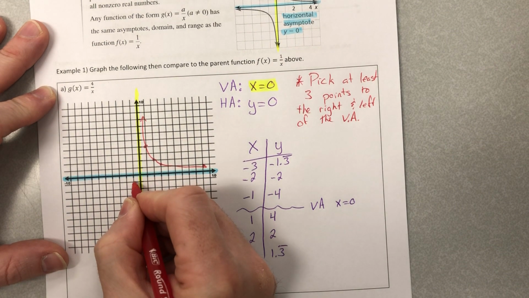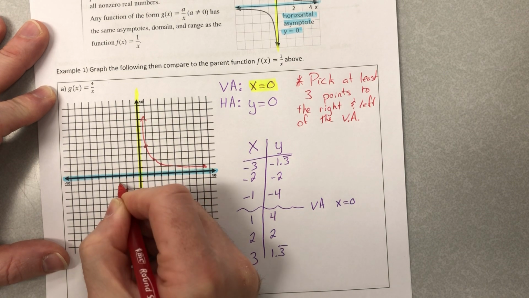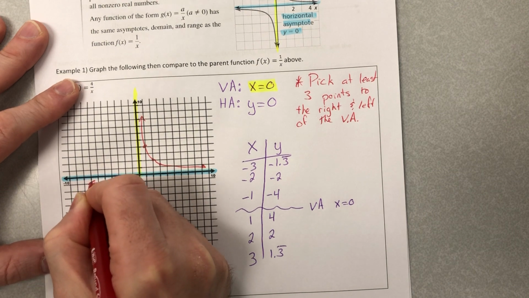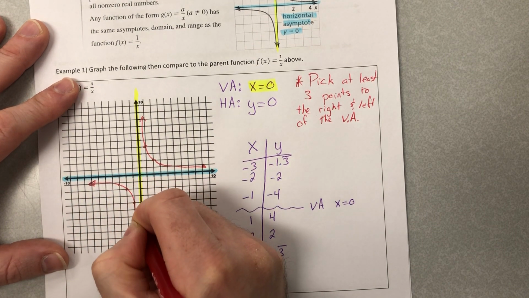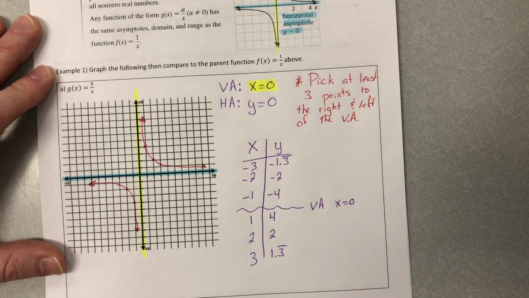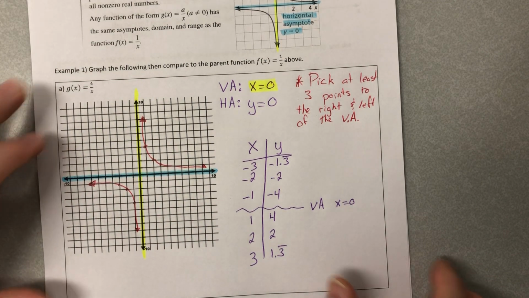If I plug in -1, -4, -2, -2, and -3, -1.3 repeating, we can see our graph here. These are enough points to be able to graph this. Notice both of the branches approach the asymptotes as we go towards infinities, and that's what you have for the first one.